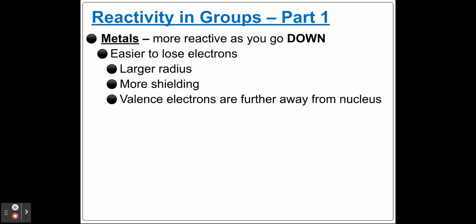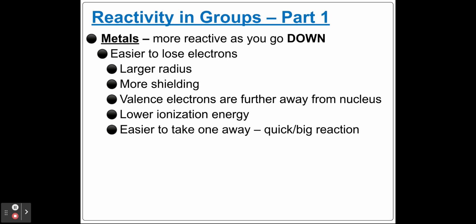The valence electrons are farther away from the nucleus, and they're not feeling as great of a pull, and therefore there's a lower ionization energy. If there's a lower ionization energy, then it's easier to remove the electron, and they're going to react more quickly. They're going to be more vigorous. It's going to be a larger reaction, because it's easier to take away electrons. So you get a quick, big reaction as you go down a group.